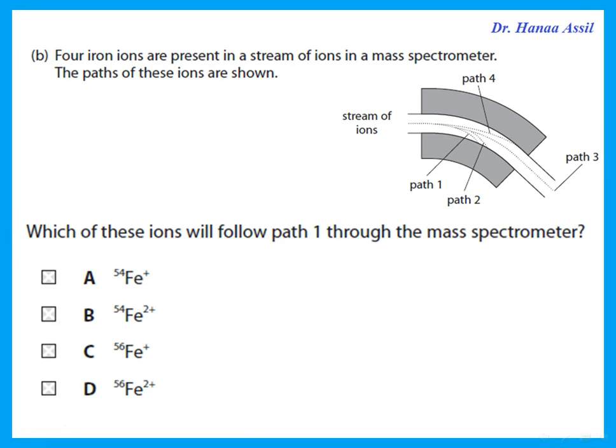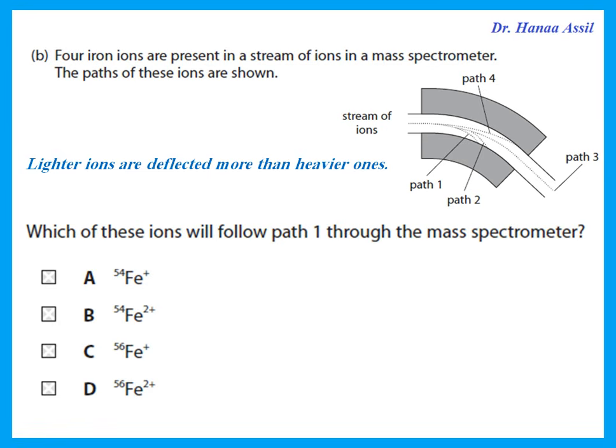Four iron ions are present in a stream of ions in a mass spectrometer. The paths of these ions are shown. Which of these ions will follow path 1? Where is path 1? You can see that path 1 is the one that has the most deflection. And you should remember, in a mass spectrometer, the lighter ions are deflected more than the heavier ions. So which one was most deflected means which one is the lighter ion.